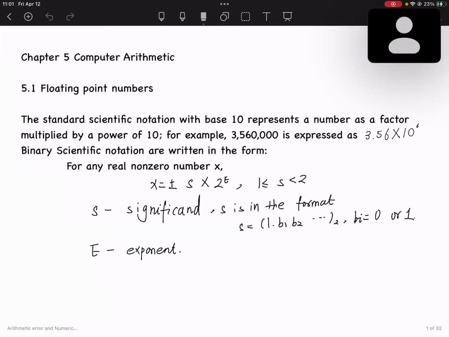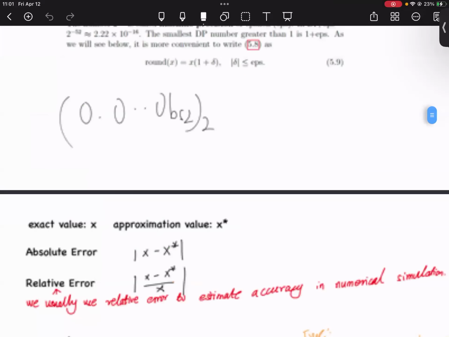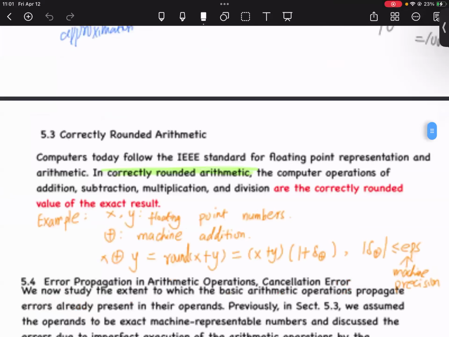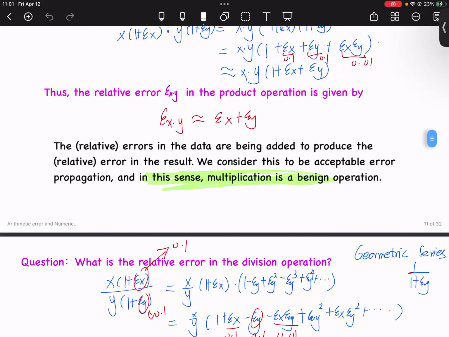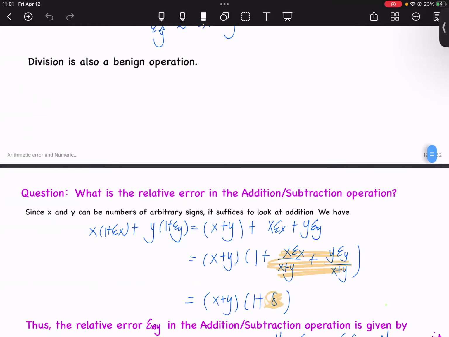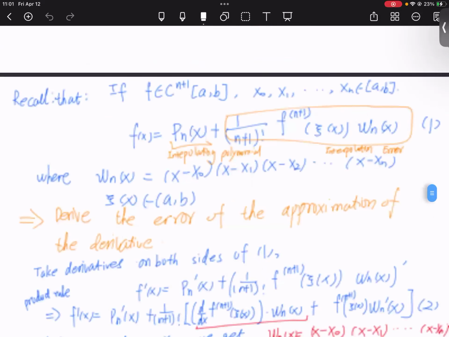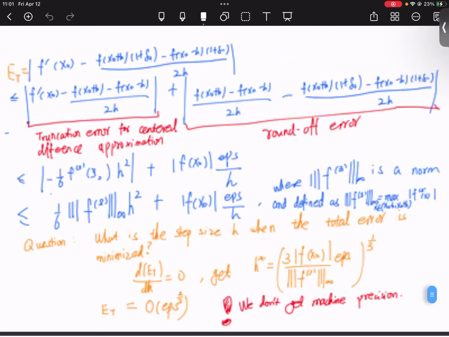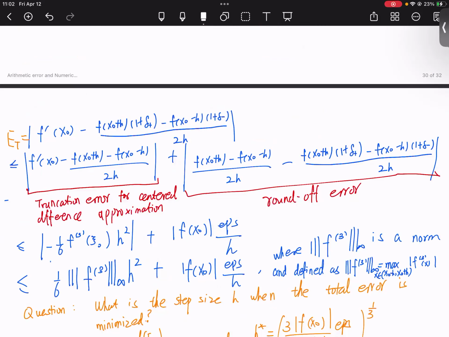So last time we have already got the formula, and then we analyze the errors coming from the rounding off. And then we get the total error. The total error has two parts. One part is the rounding error. Another part is the truncation error for the center difference approximations.